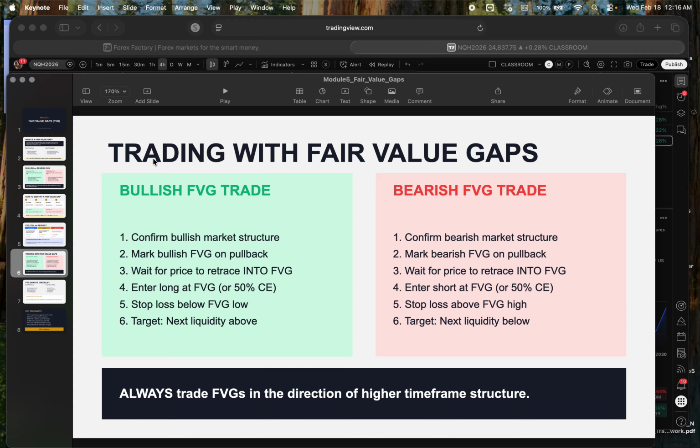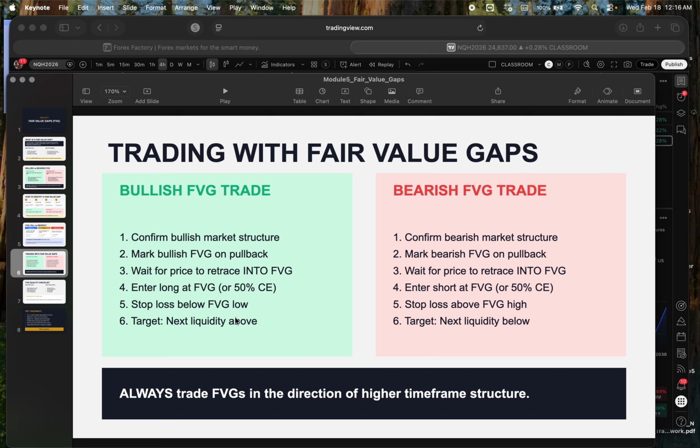And we've talked about it. When you see a bullish market structure, you're going to look for a fair value gap. You're going to wait for the first and the third candle. Look for the gap in between the first and the third candle. Make sure that middle candle is green. Once you find the gap between the first and the third candle, draw your box.